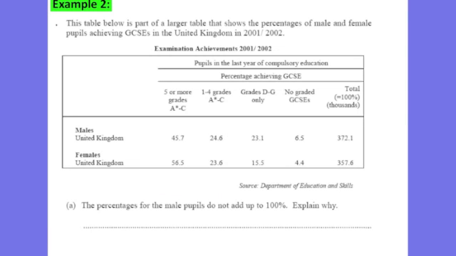Looking now at example number 2. This table below is part of a larger table that shows the percentage of male and female pupils achieving GCSEs in the United Kingdom in the same year. We're told that the percentage of male pupils do not add up to 100%. So if we see here, we have our percentages, and we add these percentages up, they come to 99.9%. Why not 100? This reason will be because of rounding. Each one of these would have been rounded, and we would have lost 0.1%.